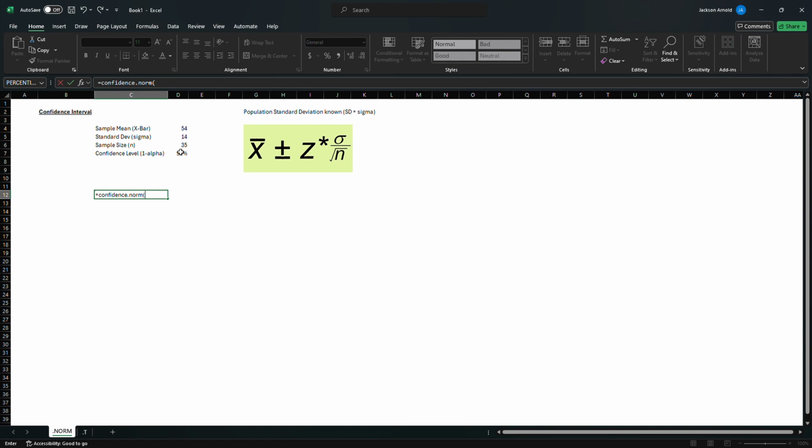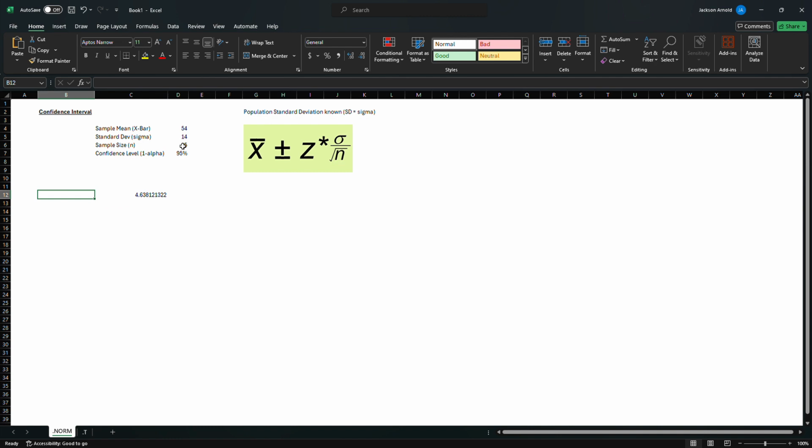So we want to find alpha, which is 1 minus our confidence level, our standard deviation, sigma, 14, and our sample size, which is n. Okay, so that's our margin of error. Let's fill that in. And now to find the entire confidence interval, it's really easy.